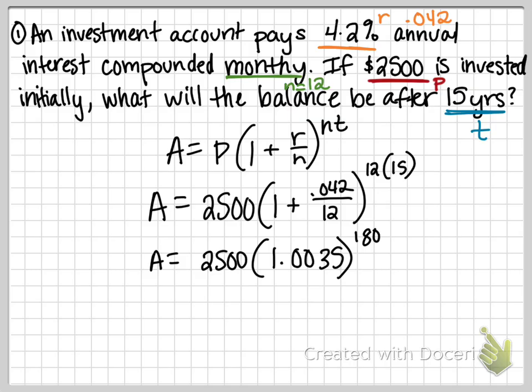Okay, what's my next step? This is where things fall apart. Exponent. You must do this first. Do not do 2,500 times 1.0035. You won't get it right.